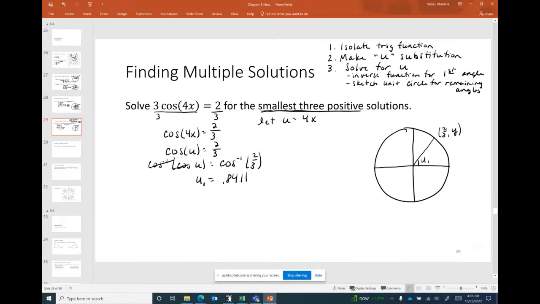All right, where do we have another positive cosine? We have it in quadrant 1. We also have it in quadrant 4. So we have another one down here where the cosine is 2/3 and the y is the negative of whatever it was up there. All right, so there's our u sub 2, our second angle.